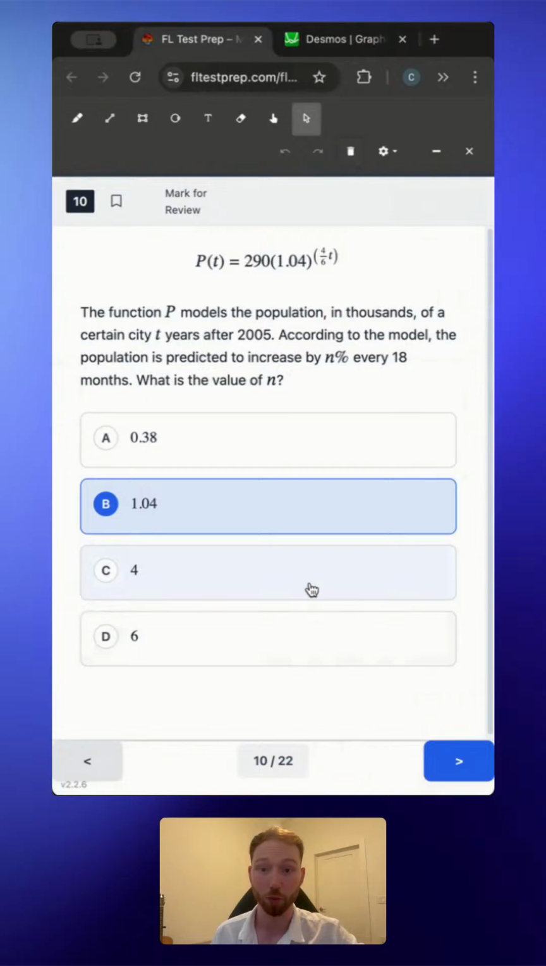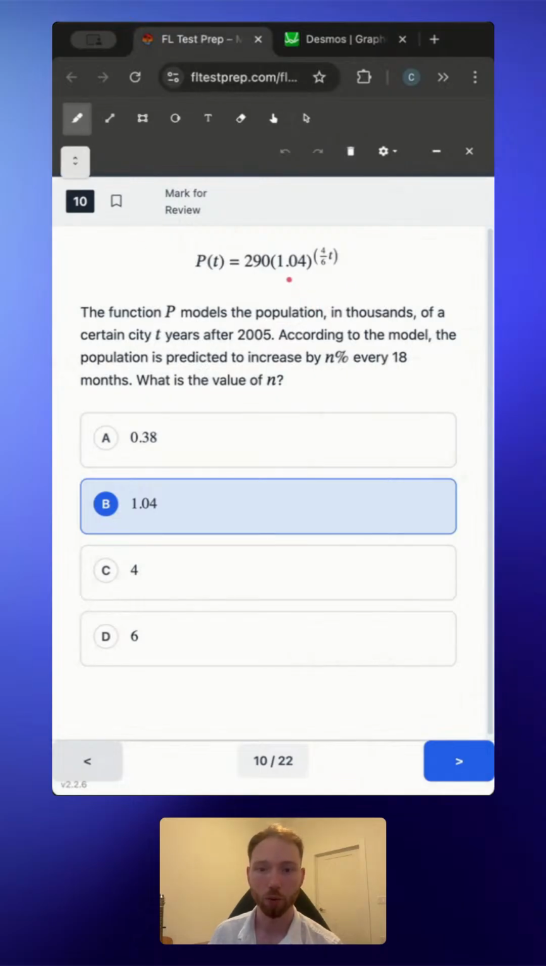Do you know how to solve this compound interest problem on the SAT? Let's take a look. The function P models the population in thousands of a certain city t years after 2005. According to the model, the population is predicted to increase n% every 18 months. What is the value of n?